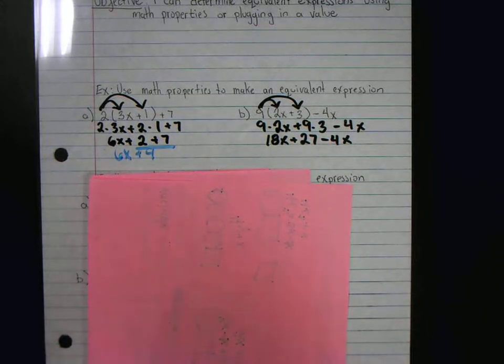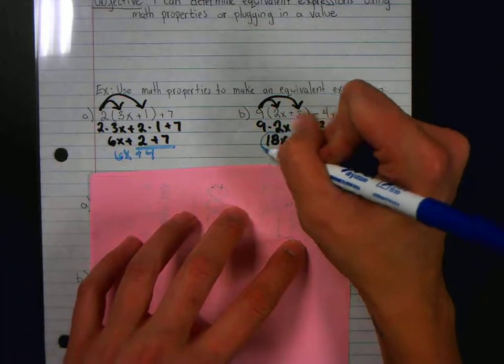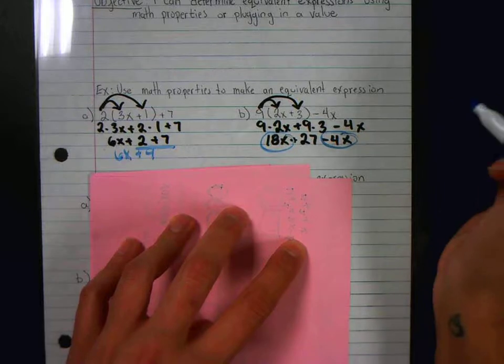Now we definitely want to combine our like terms here. I've got some x's. I've got the 18x. I'm going to circle it, and I've got my minus 4x, and I'm going to box in that plus 27.